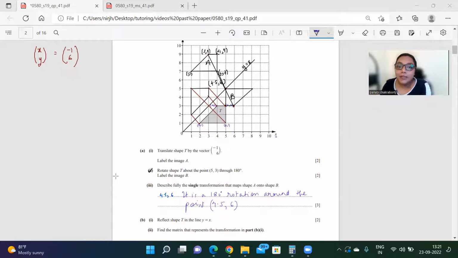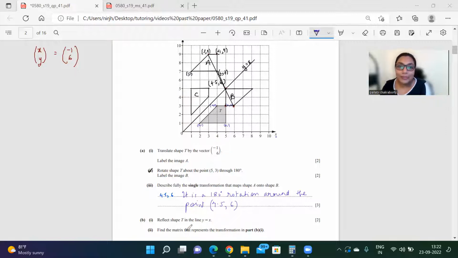Clear? Understood how we reflected this and how the reflection has to happen? So now I can erase these red lines because this was just for your understanding. You don't require to draw these on paper. So this is how our shape comes out to be. And we can name this C if you want to.